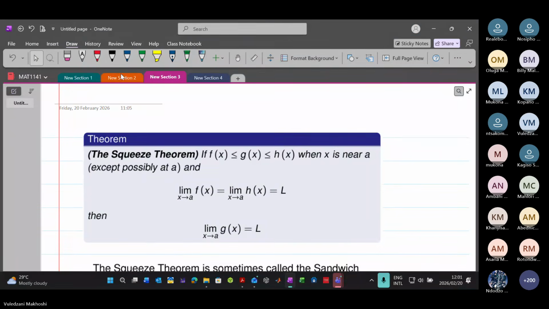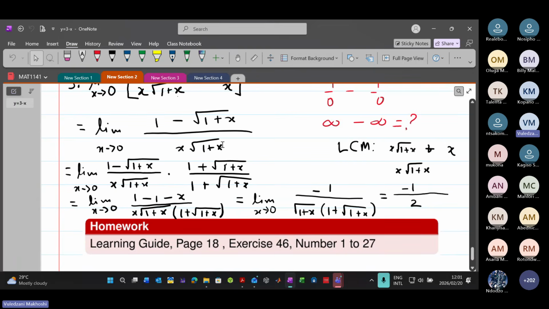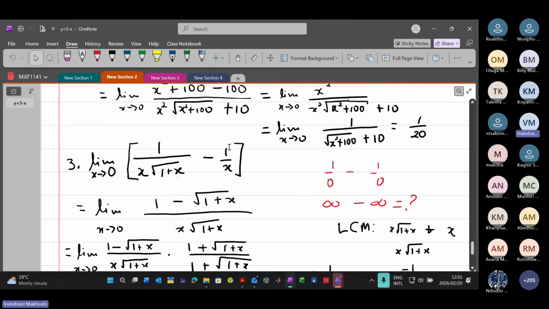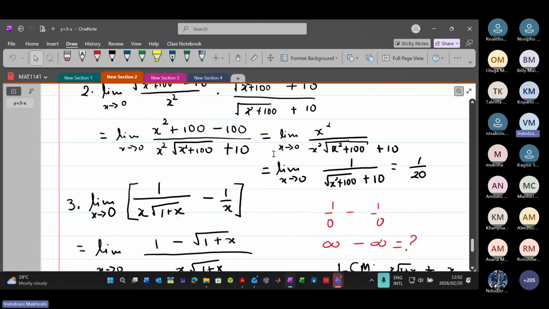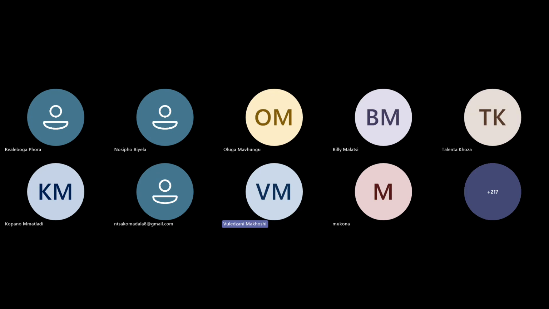So yesterday we spoke quite extensively on the limits. How do we evaluate the limits? How do we do direct substitution, and so on and so on? We did a number of examples.